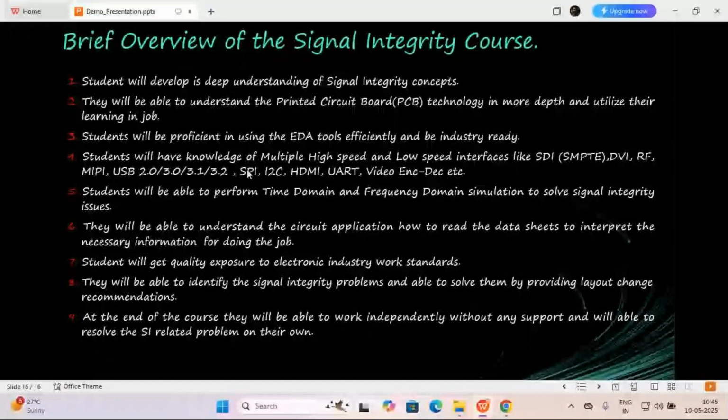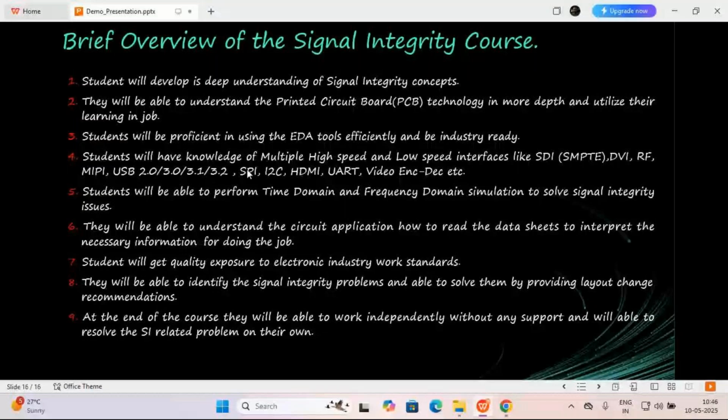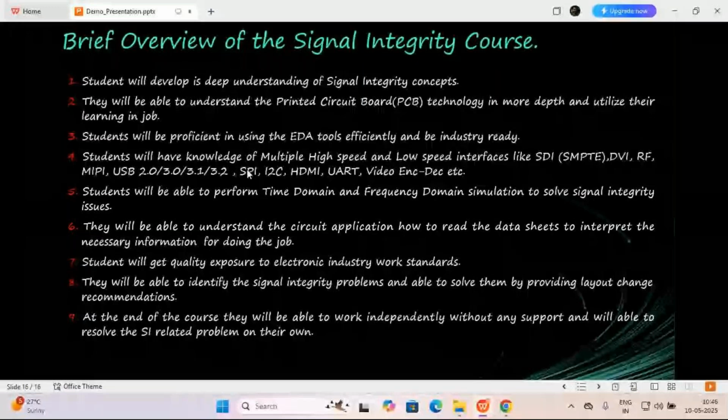Okay, for example, what I said earlier, like we have a frequency, let's say 100 megahertz, 200, 300, in gigahertz, 1 gigahertz, 2 gigahertz. So how is your channel behaving at high frequency? What are the losses that increase? So you have to understand the frequency domain simulation also. I will be teaching you how to do the time domain as well as the frequency domain simulation to solve the signal integrity problem. Then we will understand the circuit application and how to read the data sheet.